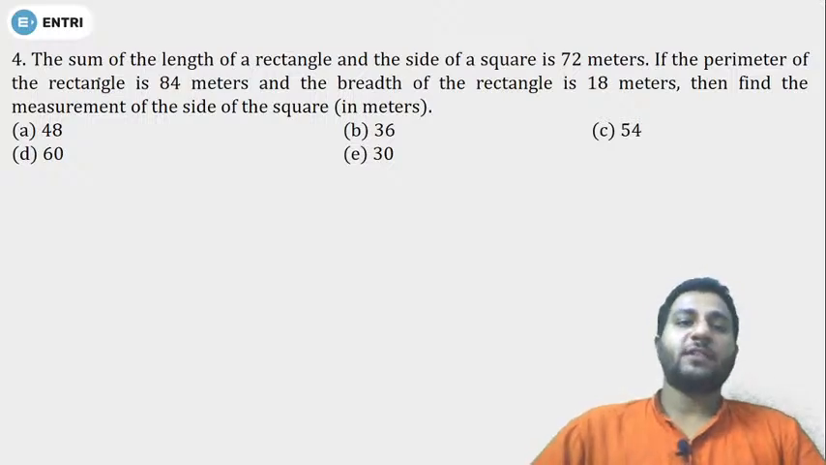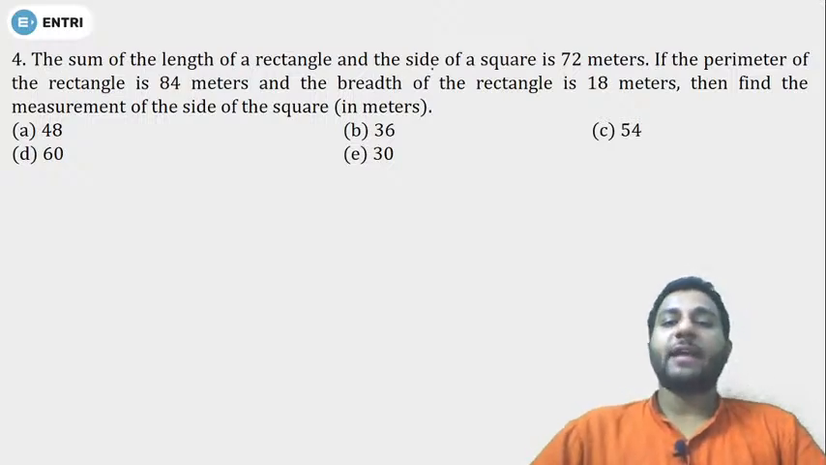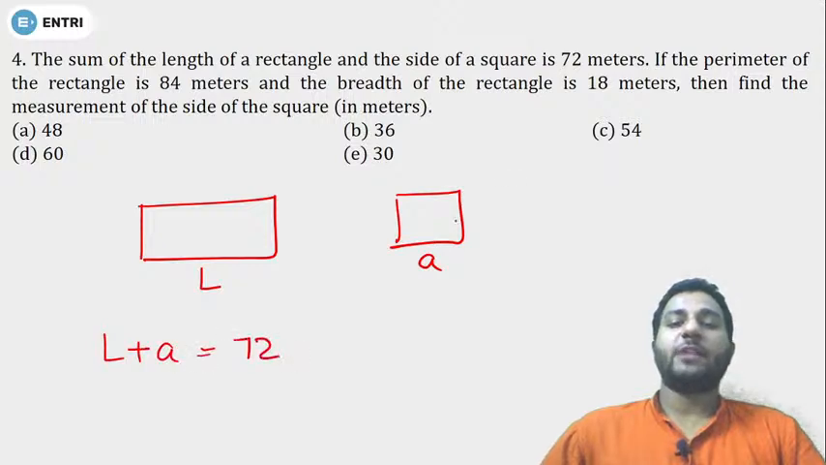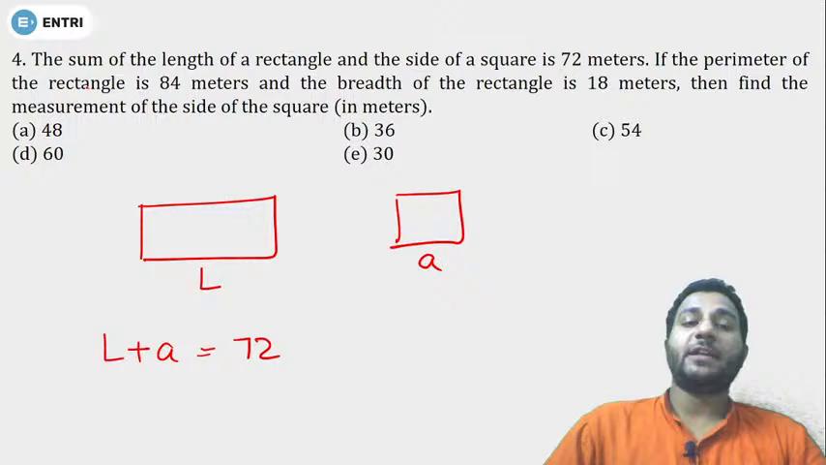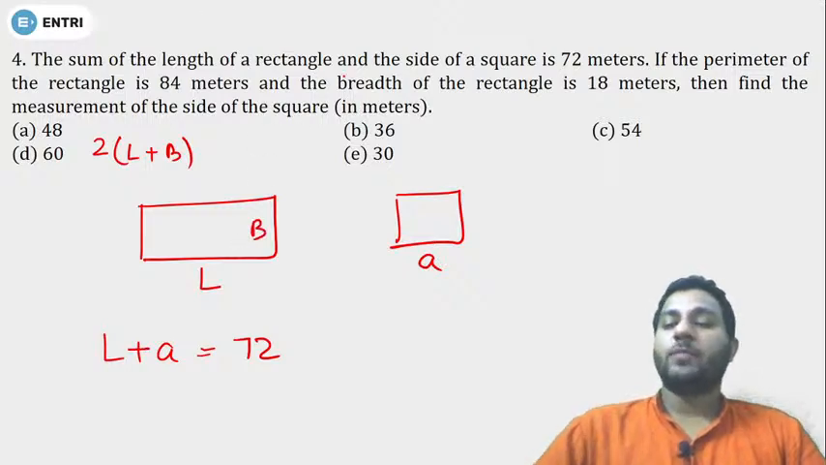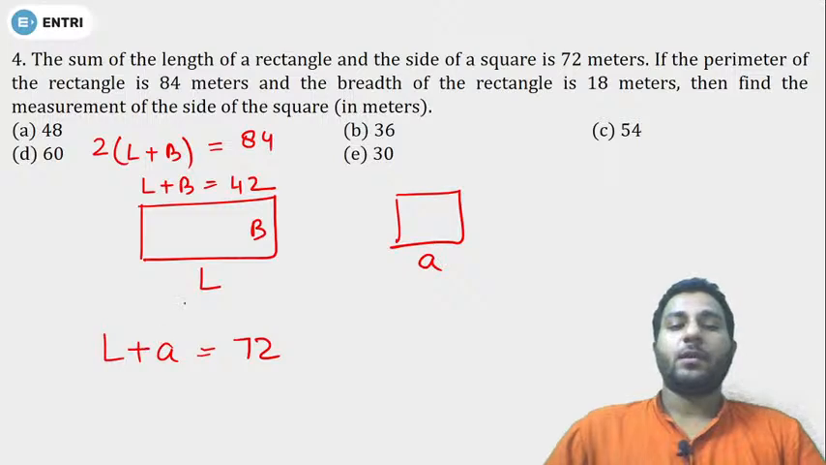The next question says that the sum of the length of a rectangle and the side of a square is 72 meter. Length of rectangle, okay, L, and side of a square, A. So L plus A equals 72 meter. If the perimeter of the rectangle is 84 meter, perimeter of the rectangle means twice of L plus B, which means the breadth will be included. यानी आपको जो ब्रेथ है वो इंक्लूड करनी होगी, and it will be equal to 84 meters. तो लेंथ और ब्रेथ का टोटल हो जाएगा 42. ओके, and the breadth of the rectangle is 18 meters.